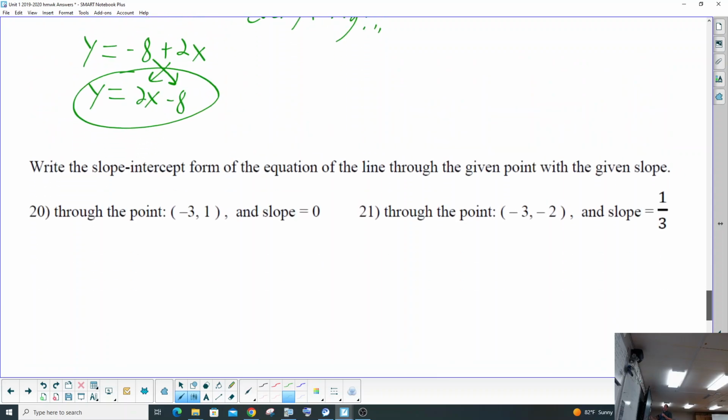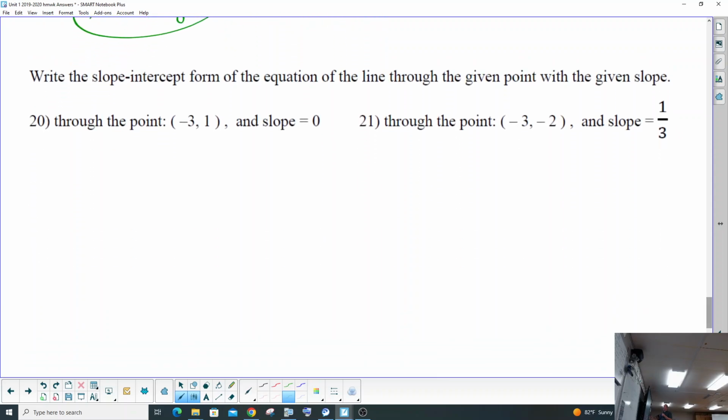Okay, so then we're going to go ahead and do slope-intercept form given a point and a slope. So we might have to be using here a new formula, which hopefully was taught to you in class. And so that new formula is this. y minus y1 equals the slope times y minus y2. So that's a new formula that you're going to have to use.